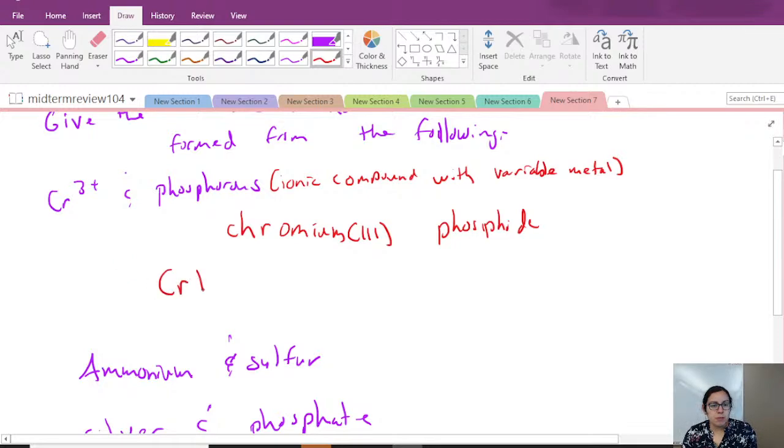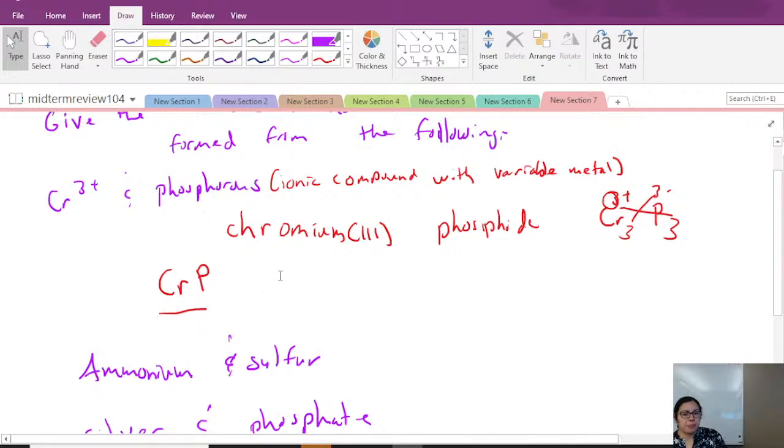Oh, CrP, but then we don't need anything else, right? So this is the scratch work for it. Chromium's 3 plus, phosphorus is -3. So we can see they cancel out, and we can do the cross trick with 3 and 3, but of course they cancel. So it would just be CrP there. It looks funny, but that's the answer.